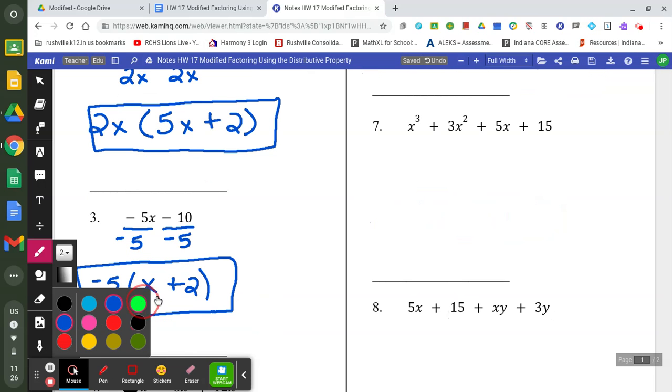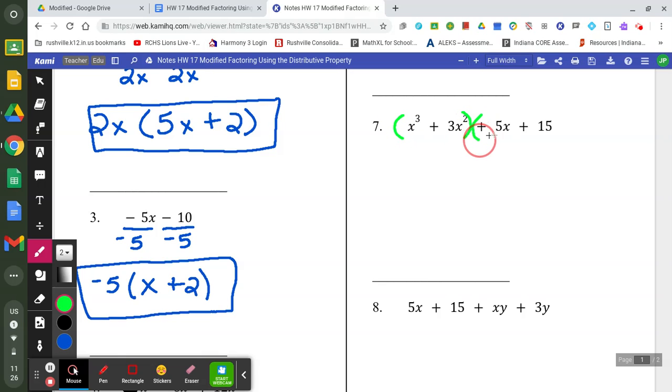Starting with number 7, you'll notice that we have 1, 2, 3, 4 terms. And so we can do what we just did, but there is nothing that will go into all 4 of these because all 4 of them don't have at least one x. And the only number that they have in common is 1. Well, if you divide by 1, you don't change anything. So when we have 4 terms, we have to split them into 2 different sets.